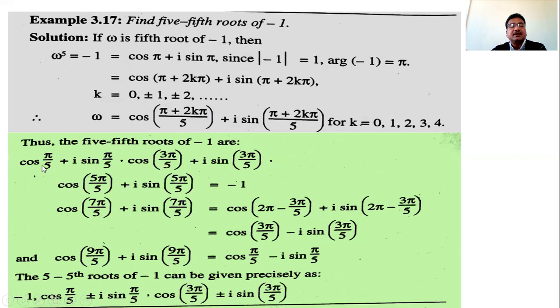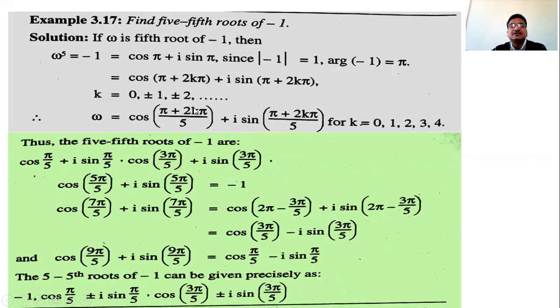Substitute k as first 0. So we have cos pi by 5 plus i sin pi by 5. Then substitute k as 1. Pi plus 2 pi is 3 pi by 5. Then substitute k as 2. So 2 into 2, 4 pi plus pi is 5 pi by 5. That is cos pi plus i sin pi. 5 gets cancelled. That is minus 1, because cos pi is minus 1, sin pi is 0.